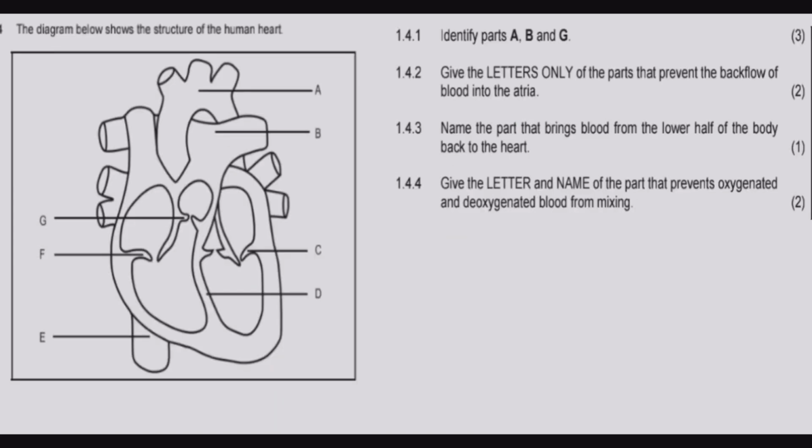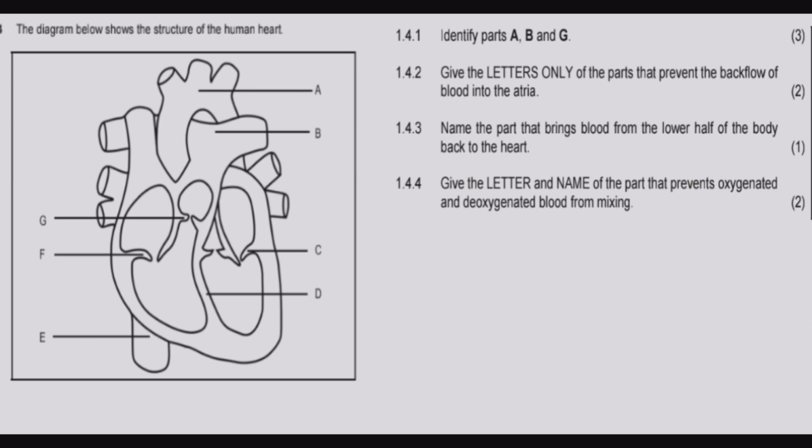The diagram below shows the structure of the human heart. So we can take time and study the diagram more specifically. Pay attention to these parts labeled by letters. We have got A, B, C, D, E, F, G. Those are the letters that are in this diagram. So once we have studied the diagram, then we can go to the actual question, which is: identify parts A, B, and G.